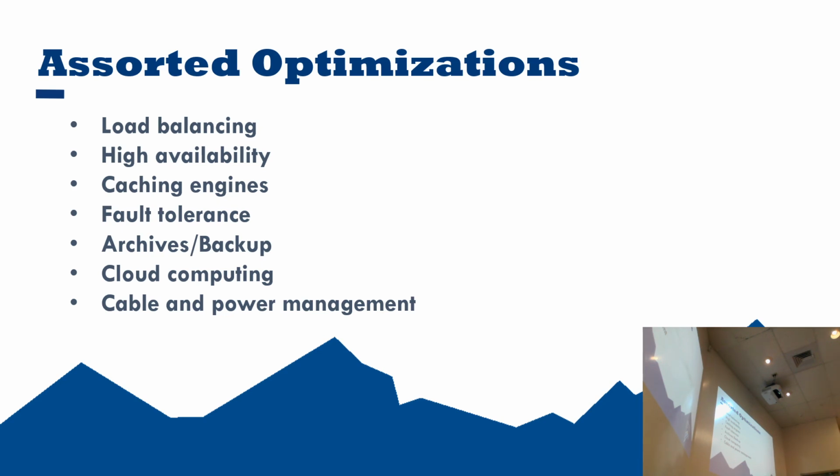Fault tolerance. Okay, so you're not just having one single path that something could go, you're having multiple redundant paths. Archives and backup. Obviously, you'd want to make sure that you're backing up anything that is important to your organization. Okay? So let's say you have an accounting database. Okay, you should be backing that database up regularly, right? Obviously. Okay, cloud computing. Obviously, cloud computing is going to be using external hosts to do basic computing tasks. And lastly, cable and power management. I don't really see this as a huge optimization, but the book mentioned it, so I'll mention it as well.